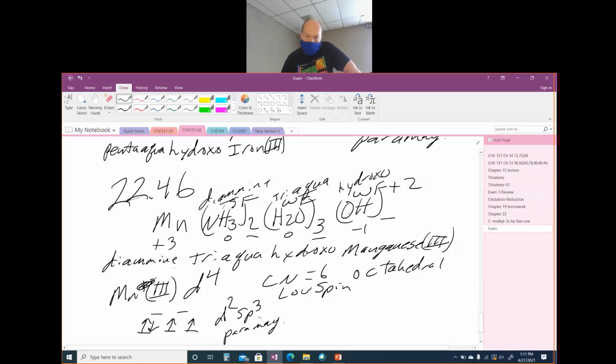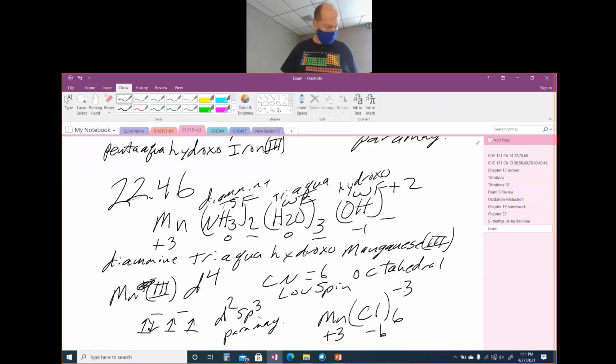All right, so they're saying if our Mn is a +3, what would the charge on the complex be if all 6 were Cls? Then the charge on the complex would be a -3. What would the charge on the complex be if all ligands were chloride ions? Okay.